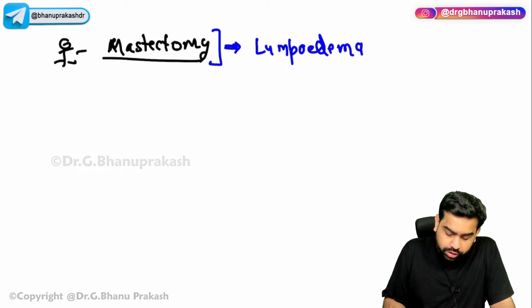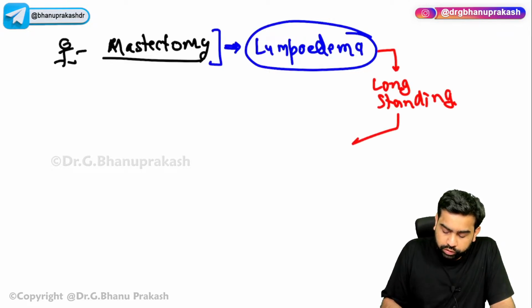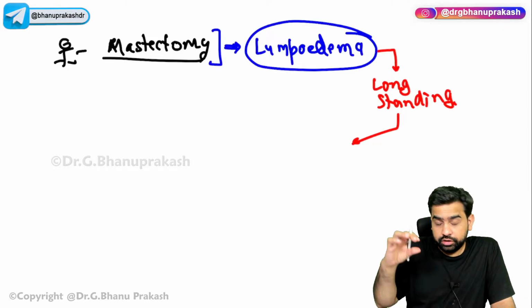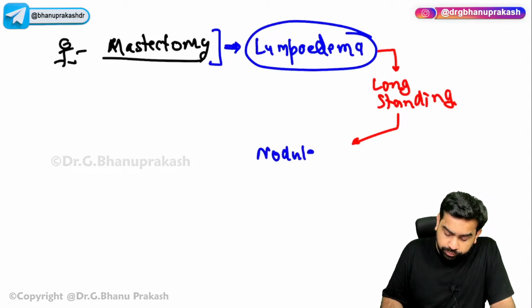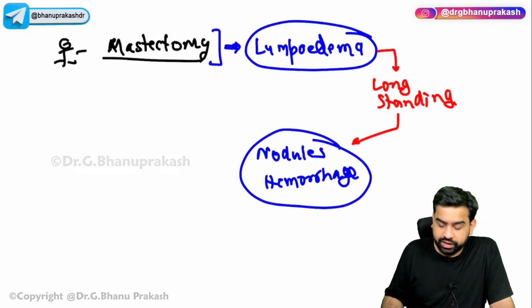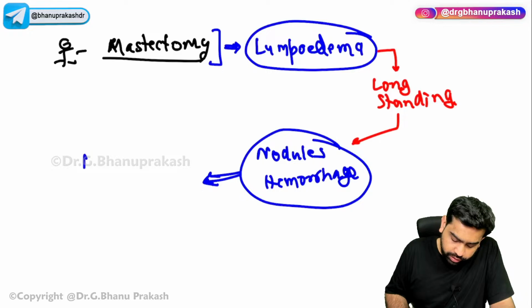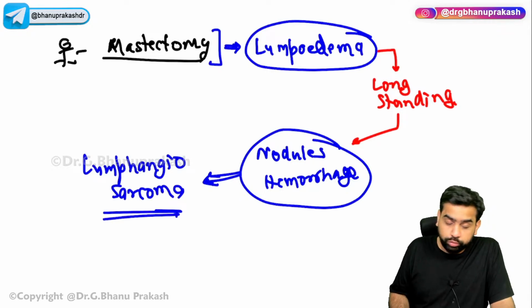So the patient is going to develop lymphedema, and if there is a long-standing lymphedema, the patients are going to have development of nodules and hemorrhage. Nodules and hemorrhage are going to develop on this long-standing lymphedema, and this is the development of lymphangiosarcoma.